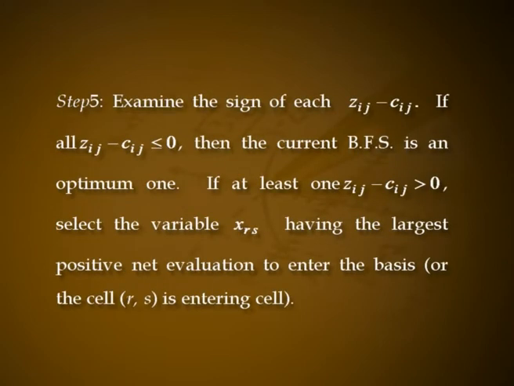Step 5, examine the sign of each Zij minus Cij. If all Zij minus Cij are less than or equal to 0, then the current basic feasible solution is an optimum one. If at least one Zij minus Cij is greater than 0, select the variable Xrs having the largest positive net evaluation to enter the basis, or the cell rs is the entering cell.